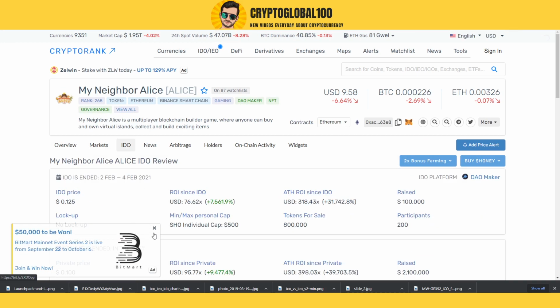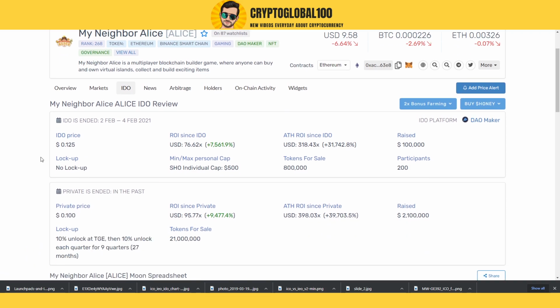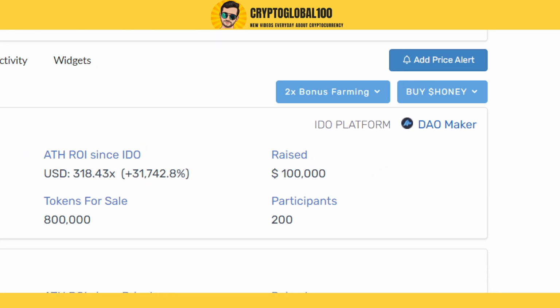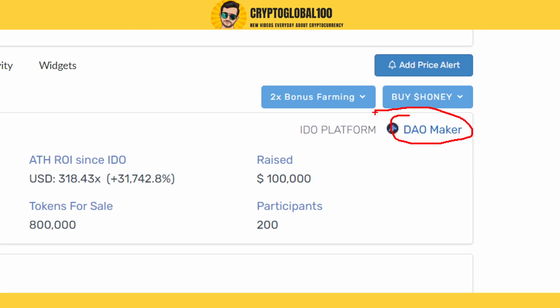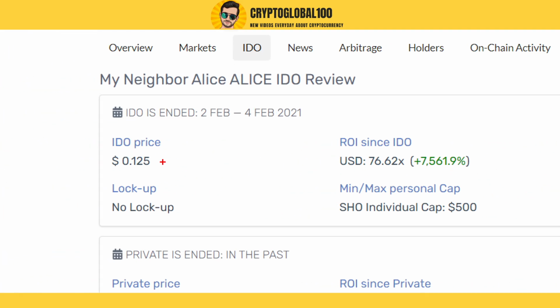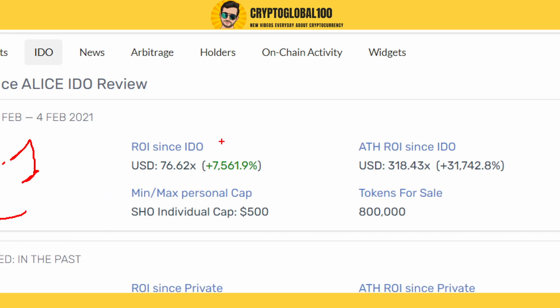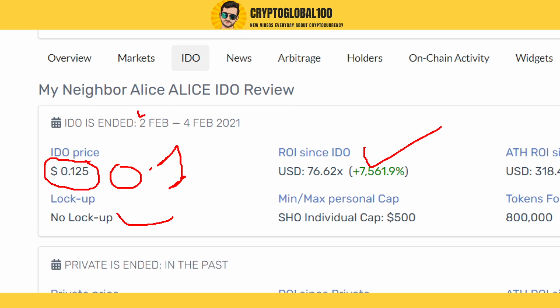Let's head over to the IDO and let's check it. Just take a look at yourself, guys. Okay, DOW Maker platform. You can see what was the price? The price in the IDO was 0.1, and there was no lockup period. You can see how much percentage it has gone up, and it was launched back on 2nd February to 4 February.